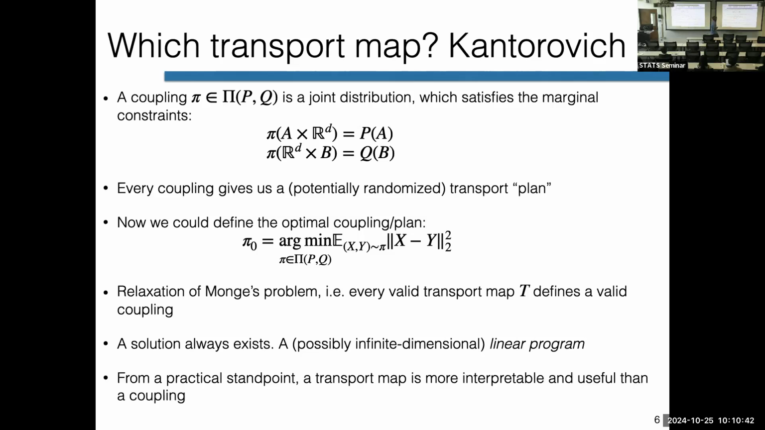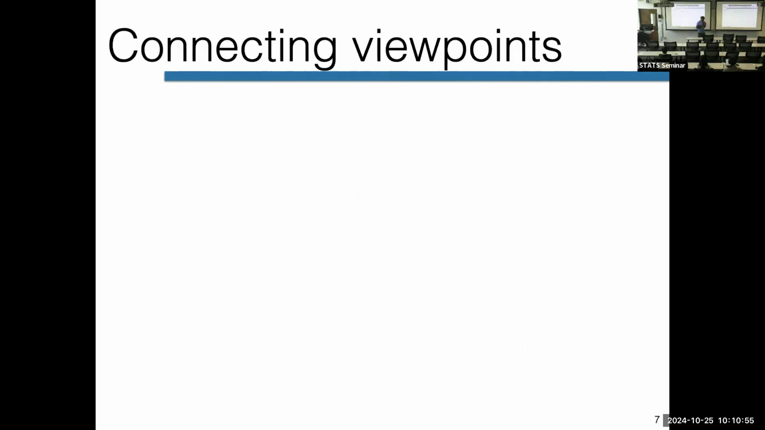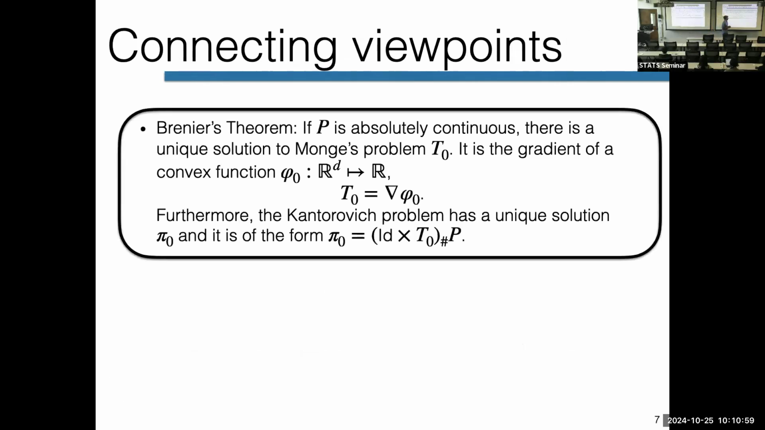Okay. And again, from a practical standpoint, you should think that a transport map is potentially more interpretable and often more useful than a coupling. So at the very least, we'd like to know when maps exist. And this came about from this paper of Yann Brenier. This was also fairly recent. And he proved a theorem which essentially says when these two viewpoints are identical.